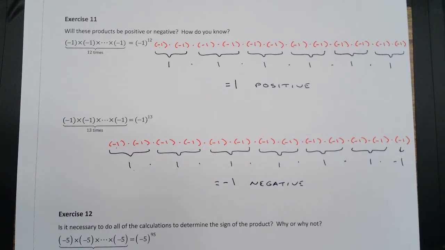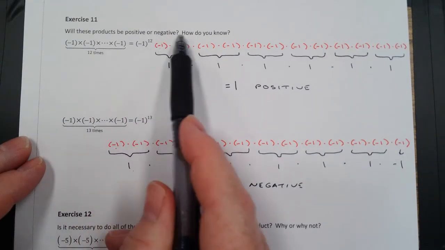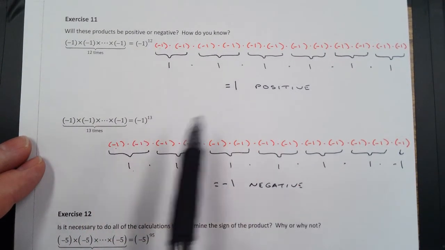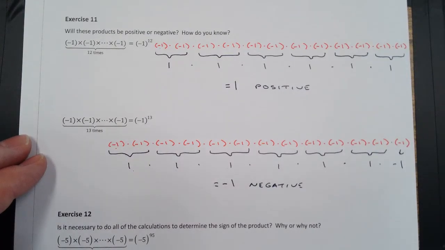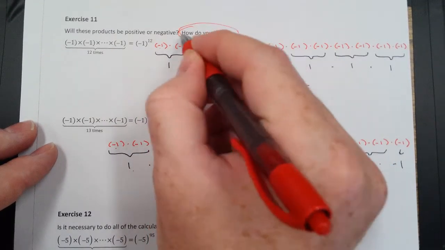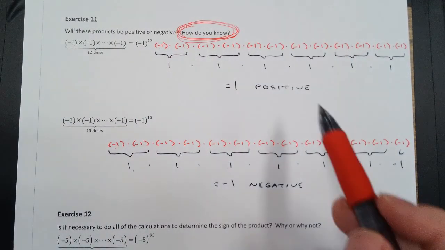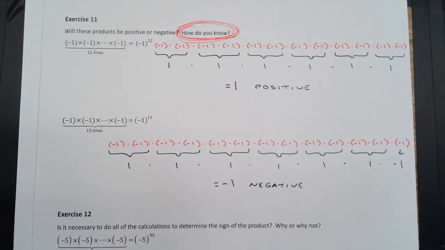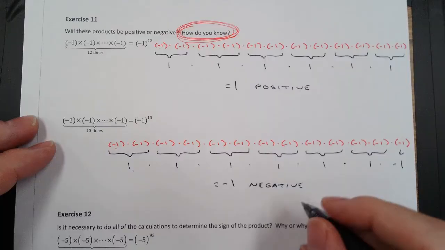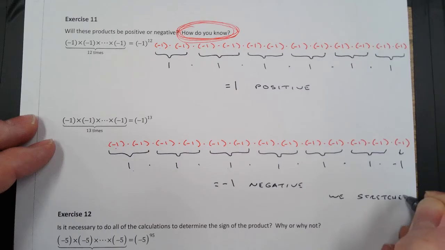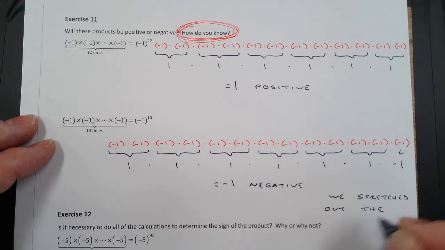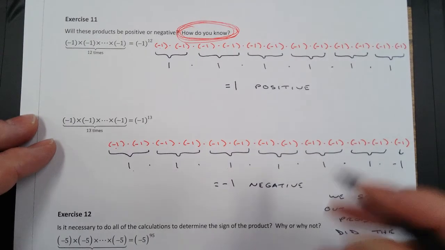So that's part of the question. Will these products be positive or negative? -1 to the 12th power is positive. -1 to the 13th power is negative. How do you know? Now, I'll be honest, this is the question that a lot of middle schoolers skip. How do you know? Well, how did we know these answers? We stretched it out and did the work. So how do we know? We stretched out the problem and did the work. That's it. That's how do you know?